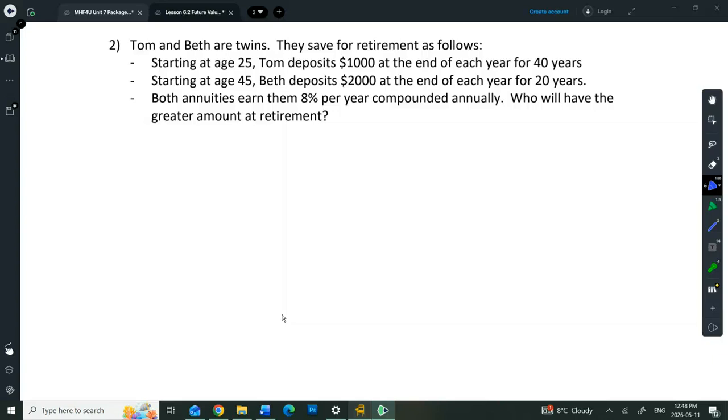So Tom is investing for double the amount of time, obviously 40 years versus his twin Beth. Both annuities earn them 8% per year compounded annually. Who will have the greater amount at retirement? What do you think?